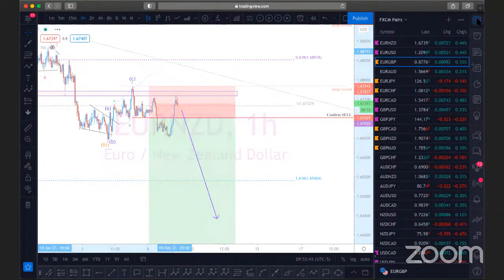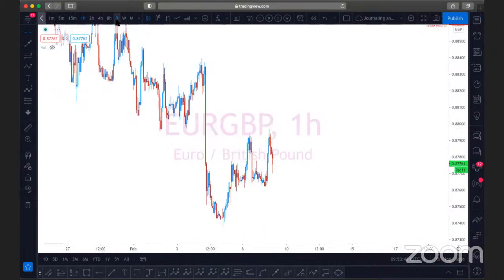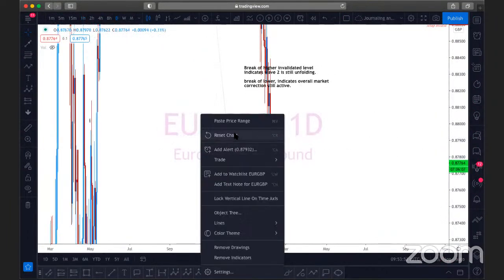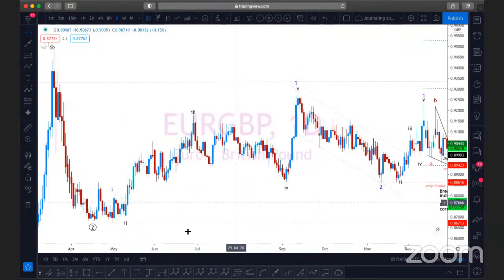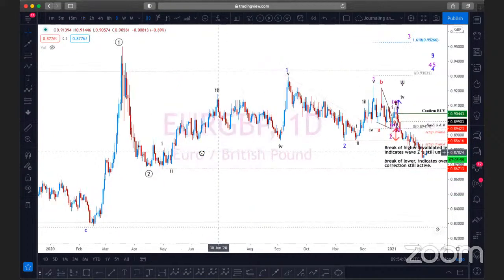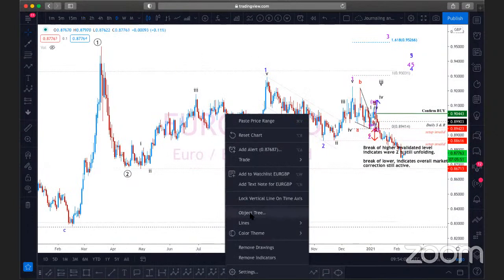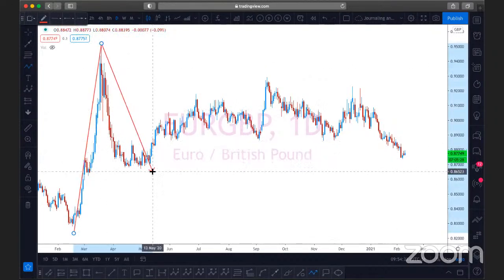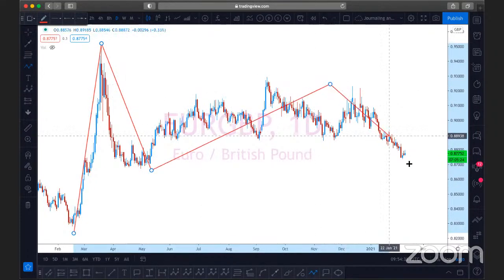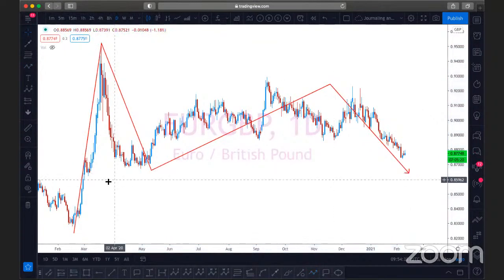Euro GBP, and I look at the daily time frame. There's a lot of stuff here. I'll just remove them. Now, looking at Euro GBP from the daily time frame, we're seeing impulse, correction, correction. That's all we're getting out of the market.